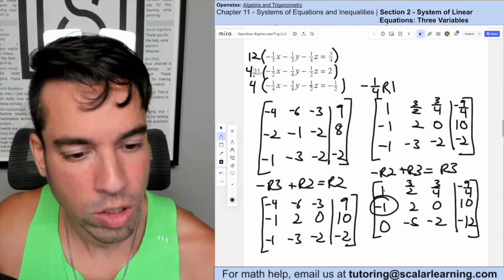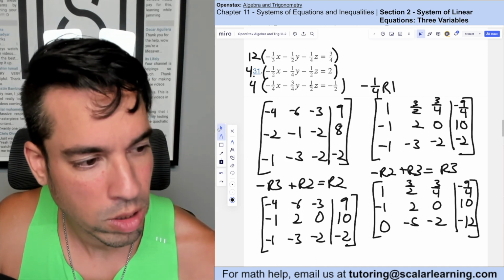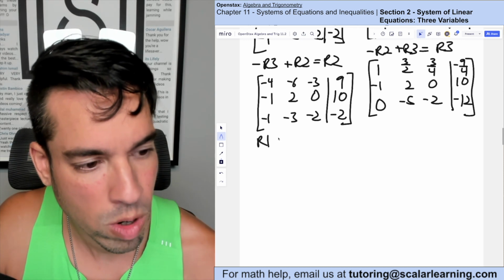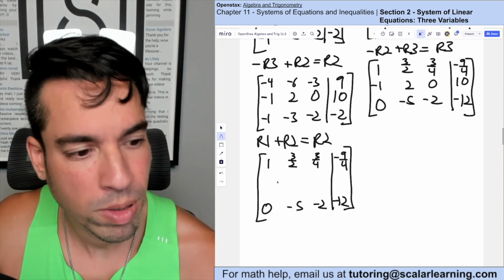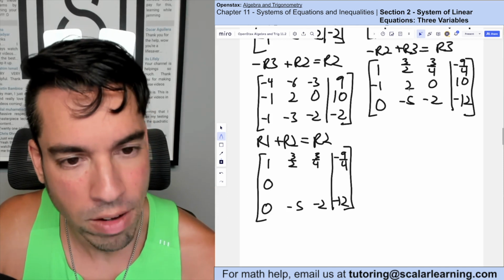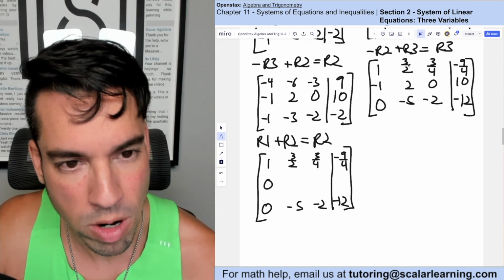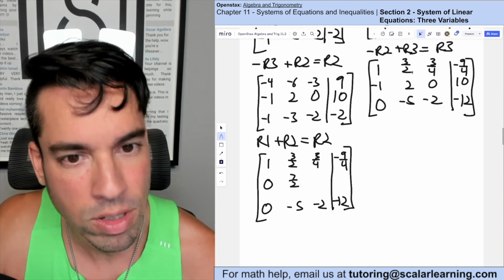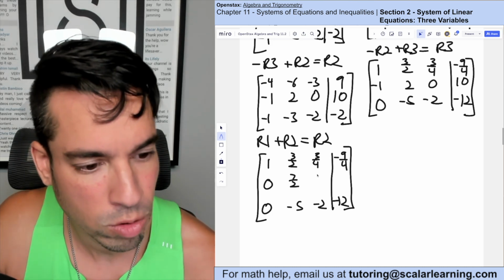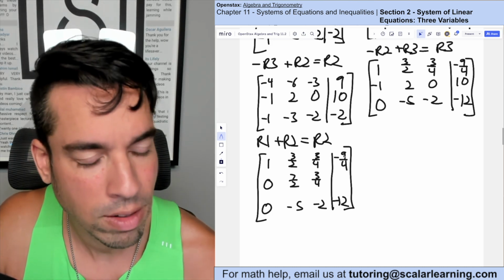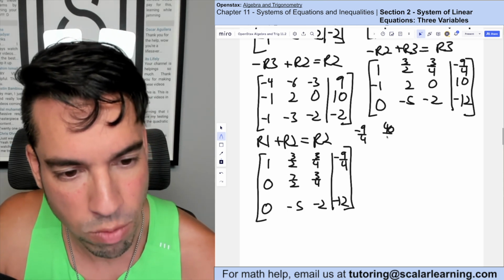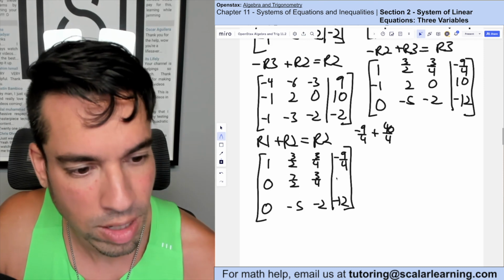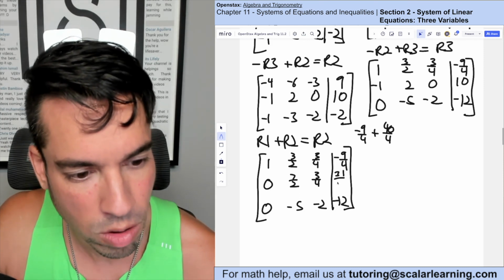Now to flip this one to 0, I'm going to add row 1 to row 2. Let's make some more room. So just row 1 as is plus row 2 to get a new row 2. Let's write it out now. So we got 1 plus negative 1 is 0. 3 halves plus 2, that would be 4 halves, so that'd be 7 halves. And then 3/4 plus 0 is 3/4. Negative 9/4 plus 10, which is the same as 40/4, right? Common denominator. Add those together, that becomes 31/4.